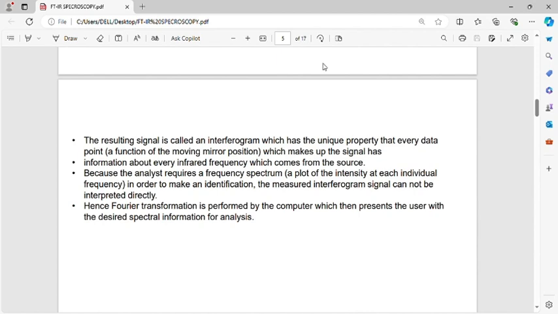Because the analyst requires a frequency spectrum, a plot of intensity at each individual frequency, in order to make identification, the measured interferogram signal cannot be interpreted directly. Hence, Fourier transformation is performed by a computer, which then presents the user with the desired spectral information for analysis.